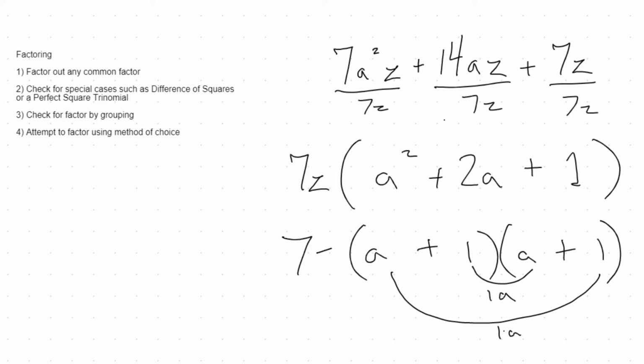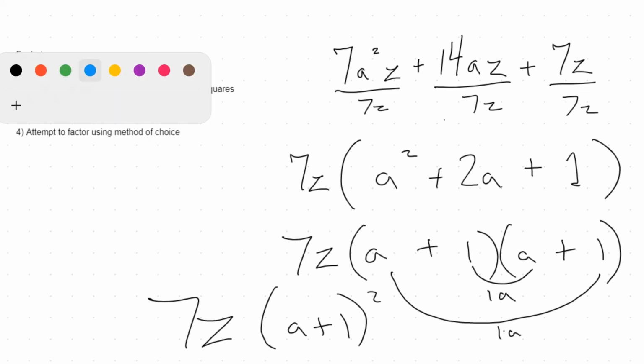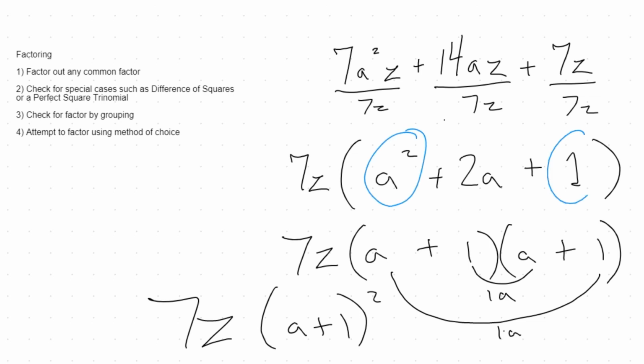So this is going to be 7z times a plus 1 squared. We can call it a plus 1 squared because there are 2 of them. So this is the format. As long as, again, this first term is a perfect square and this last term is a perfect square, and when you multiply those together and then multiply that result by 2, which is the case here, as long as that's what the middle term is, then that fits into the format of a perfect square trinomial.